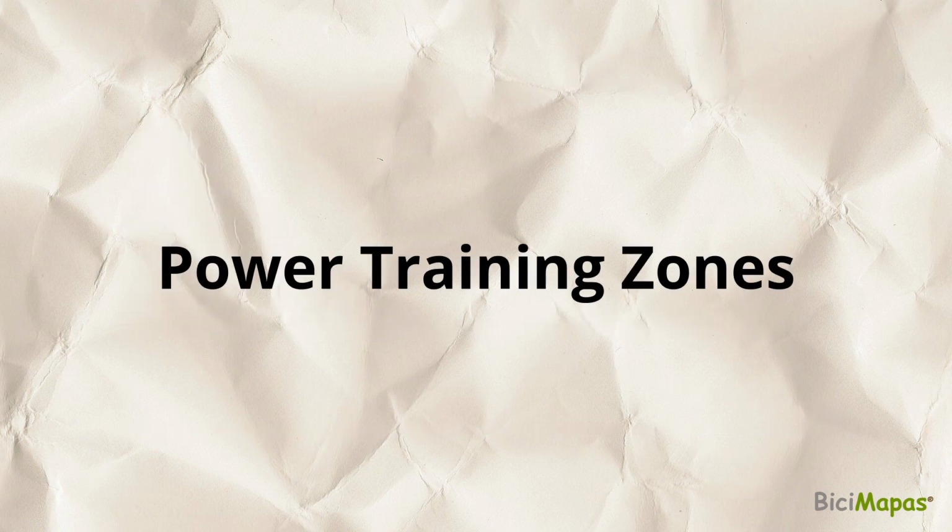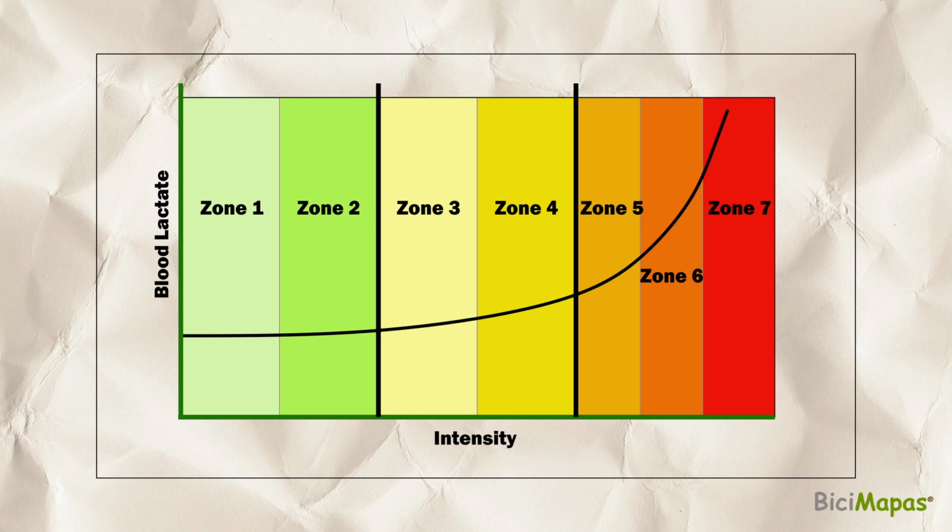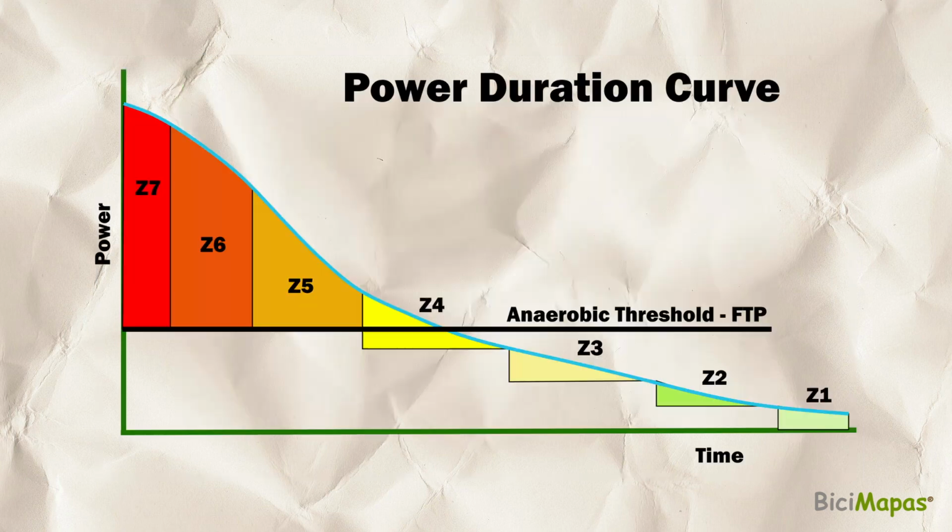Power training zones. Power zones help structure training. They are based on FTP and the most commonly used is the 7-zone model. Zone 1, recovery. Very easy, helps legs recover. Zone 2, endurance. Builds aerobic fitness. Zone 3, tempo. Moderate effort, improves endurance.